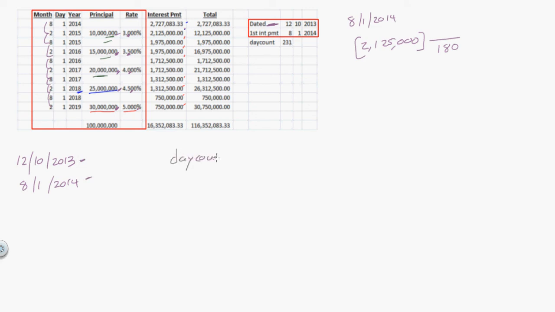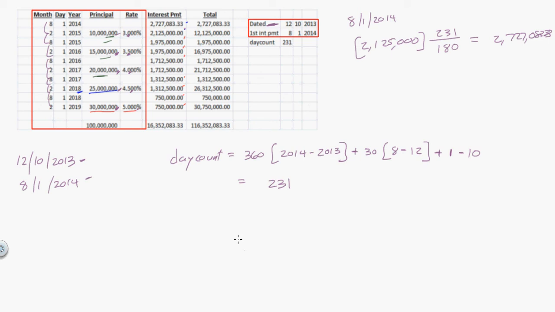The day count formula looks like this. It's 360 days in a year, and the first interest payment is in 2014, and the bonds were born in 2013. So there's a year difference in their birthdays. There are 30 days in a month. The first interest payment is in August. The bonds were born in December. So you're making the adjustment. This wasn't a full year. You're shortening that time period by 4 months. And then they will pay interest on the 1st, and they were born on the 10th. So when I add this up, that's 231 days. So I get 231 days worth of interest. So that's going to equal my 2,727,083.33.